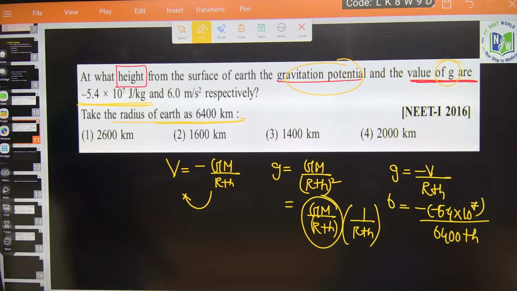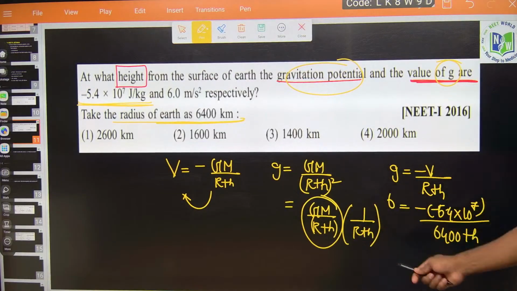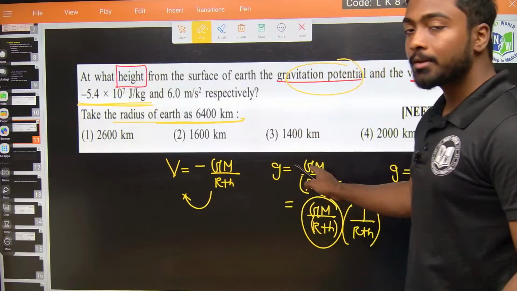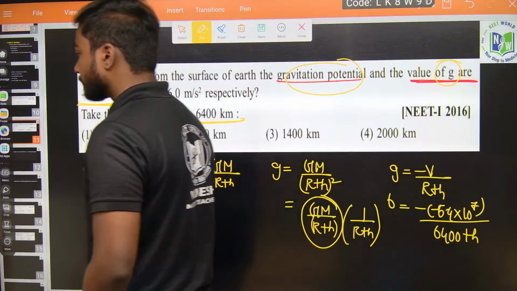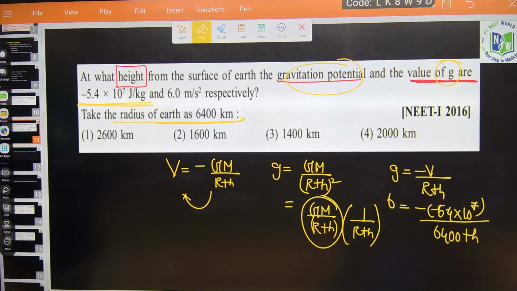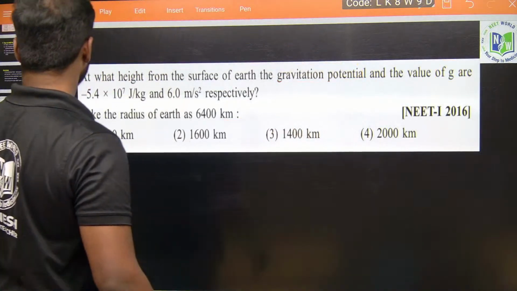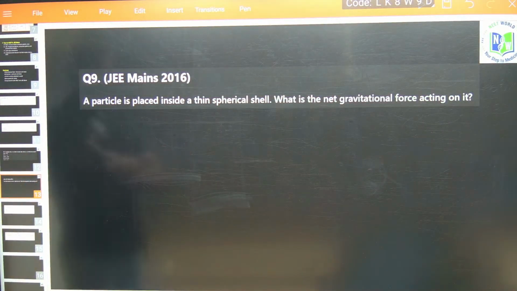So hope you got the answer, and I hope you understood the question. V is equal to minus GM by R plus H, and g is nothing but GM by R plus H the whole square. We will go for the next one. From this question we will stop.